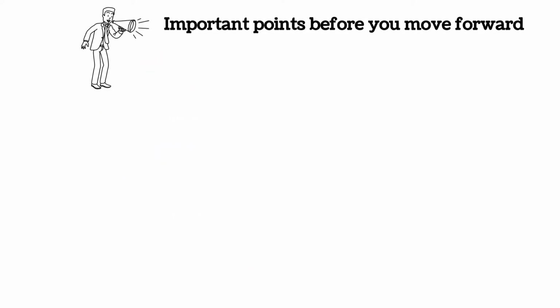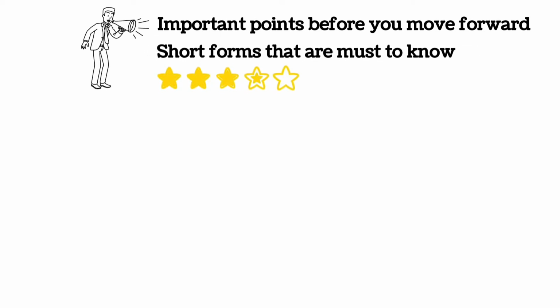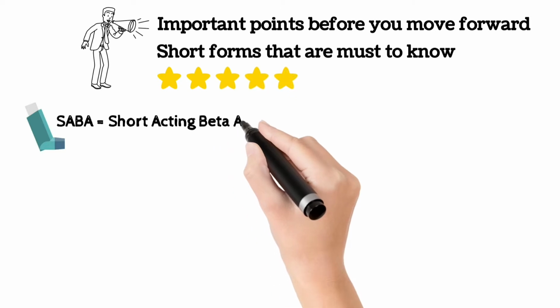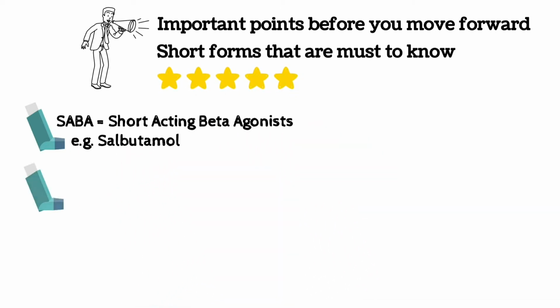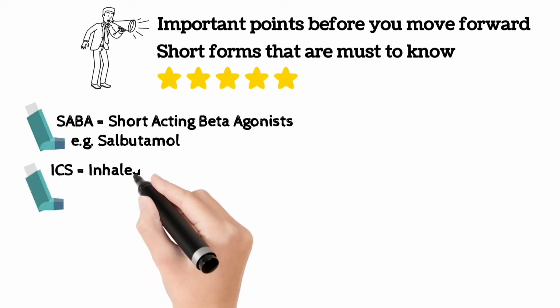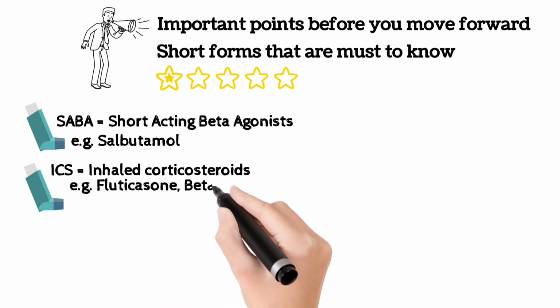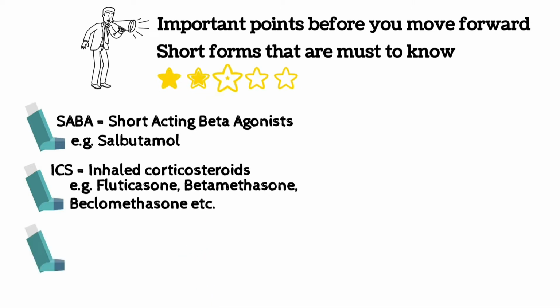Important points before you move forward. We need to know some short forms that are a must to know. SABA is the short form of short-acting beta agonist, for example, salbutamol. ICS is the short form of inhaled corticosteroids, for example, fluticasone, betamethasone, and beclomethasone.